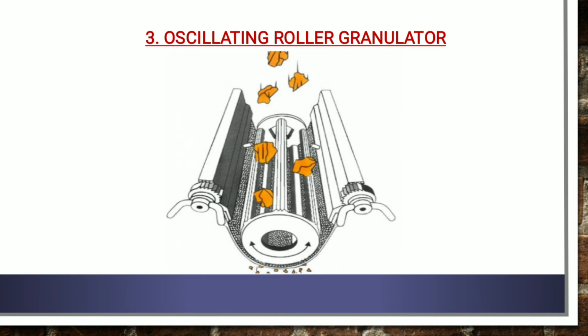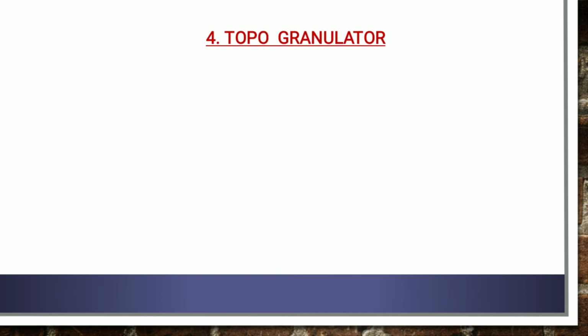If excess liquid is added, then strings or filaments of material will be formed, and if the mixture is too dry, the mass will be sieved as powder and granules will not be formed. Also, it offers advantages like it is a fast process and the desired granule size can be obtained. Then the next one, that is Topo granulator.